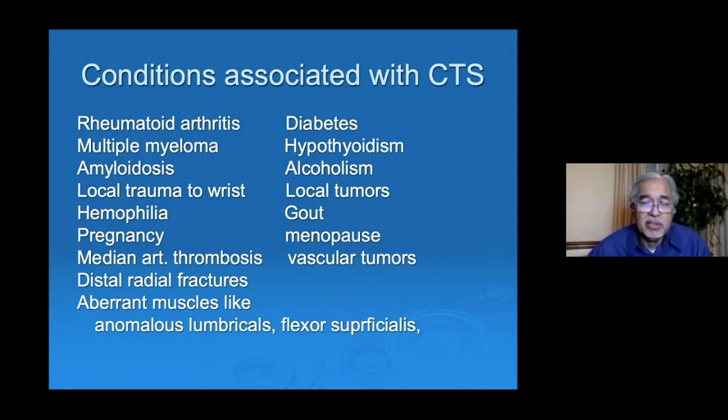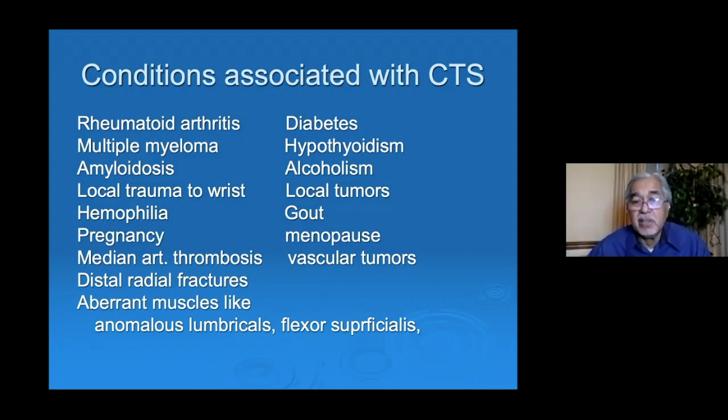Similarly, median artery thrombosis can cause acute carpal tunnel syndrome, which can be diagnosed to some extent by MRI. The patient usually comes up with acute pain, and these are the only patients with acute carpal tunnel who need to be operated, I think. Distal radial fracture, as I just mentioned. There are aberrant muscles like anomalous lumbricals, flexor superficialis, etc., that can create carpal tunnel syndrome. Release of the transverse carpal ligament essentially sorts this problem out.